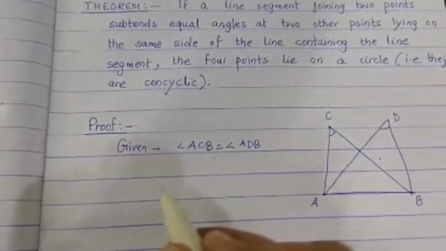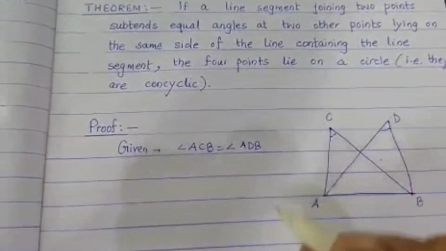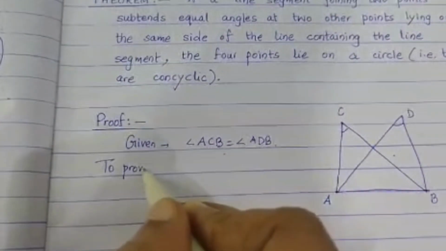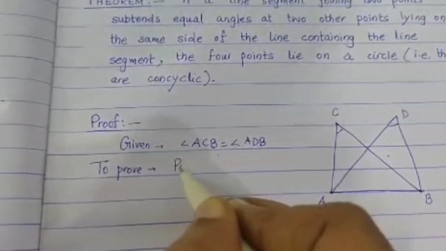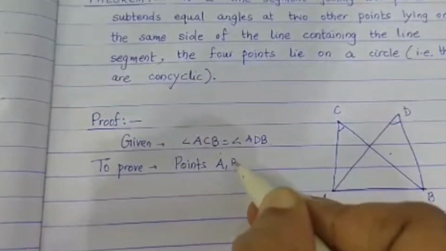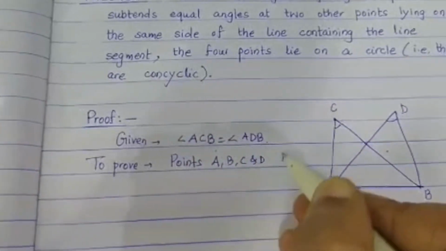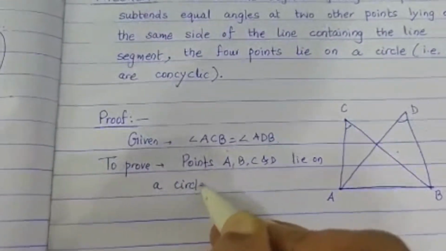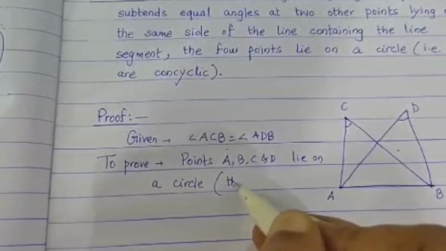Alright, and we have to prove that these 4 points lie on a circle. We have to prove, let us write it, to prove that points A, B, C and D lie on a circle, or they are concyclic.